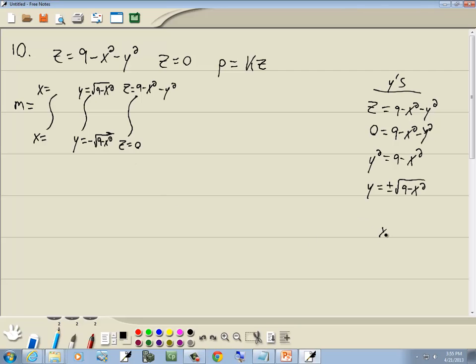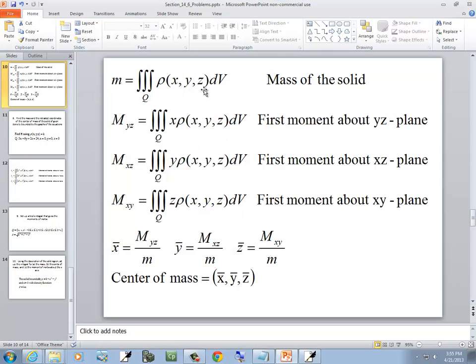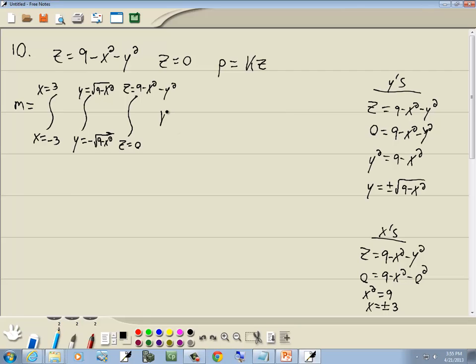Okay, now let's look at our x's. We'll start with z equals 9 minus x squared minus y squared. The z's are gone, the y's are gone, so we'll put 0 in for z, and 0 in for y. Take negative x squared over the left side, and we get x squared equals 9, or x equals plus or minus 3. So this is going to go from x equals negative 3 to x equals positive 3. And then rho is kz, dz, dy, dx.